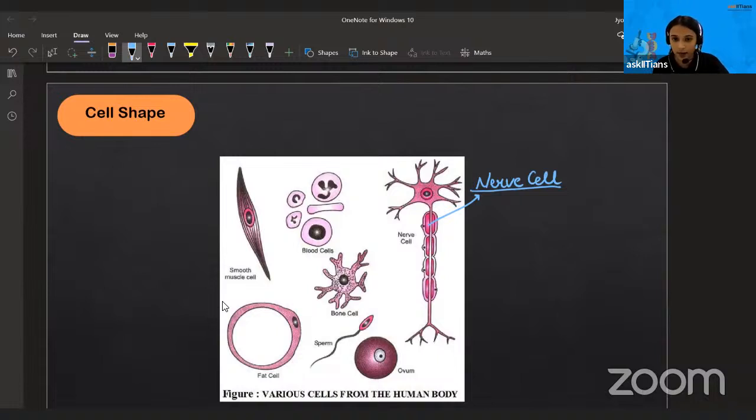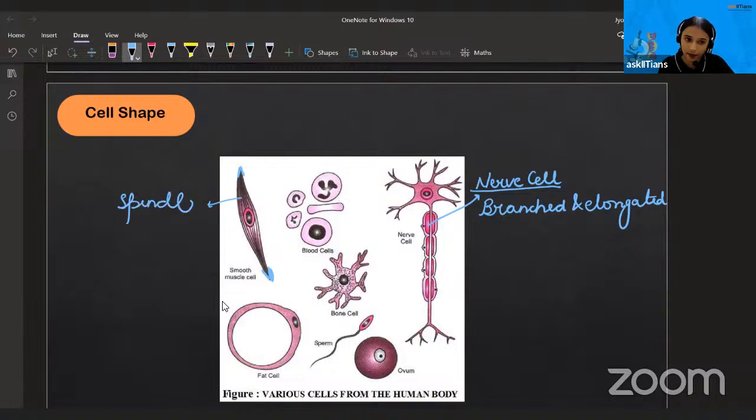What is the shape of this nerve cell? Branched and elongated. Here you can see it is elongated. Now, this is a smooth muscle cell. It's a type of muscle cell. Here you can see the ends of this muscle cell are pointed, right? And the middle portion is wide. So this shape is known as spindle shape.